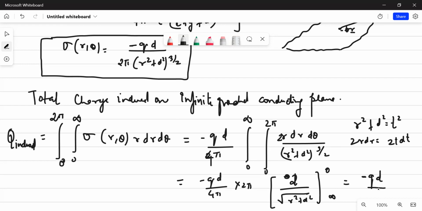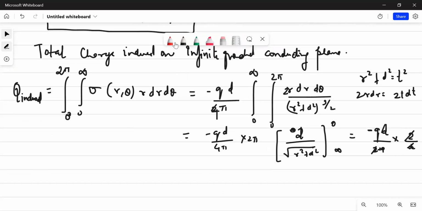So this will be minus qt upon 2 pi into 2 upon t. अच्छा, pi भी है, 2 pi. So this pi would get cancelled, this would get cancelled, minus q. So your total induced charge would be equal to minus q, which indeed was expected, right? So your total charge induced was expected to be equal to minus q.